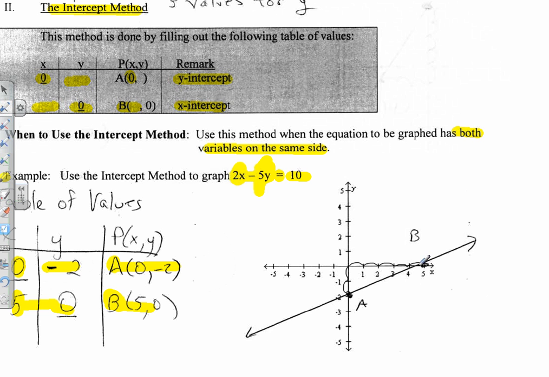Now I simply take my ruler, and I line up my ruler with these 2 points, and then I draw this line that goes right through those 2 points. And there's the graph of my line. A nice, simple method. And you want to employ this method when both variables are on the same side of the equation.